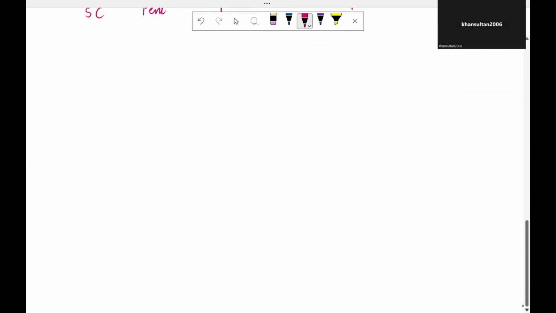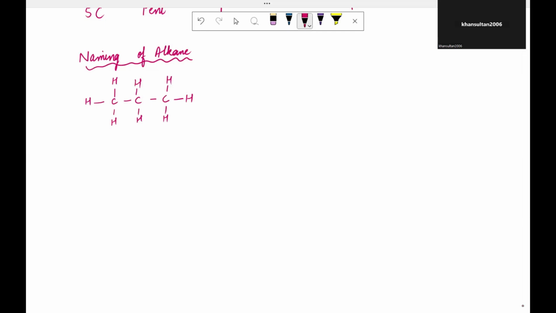So if we are going to discuss naming of alkane, this is carbon, this is carbon, this is carbon, and this is H, this is H, this is H, H, H, H, H, and H. So there are basically three carbons, and we are going to name it as propane because it belongs to the group of alkane family, and that is propane.